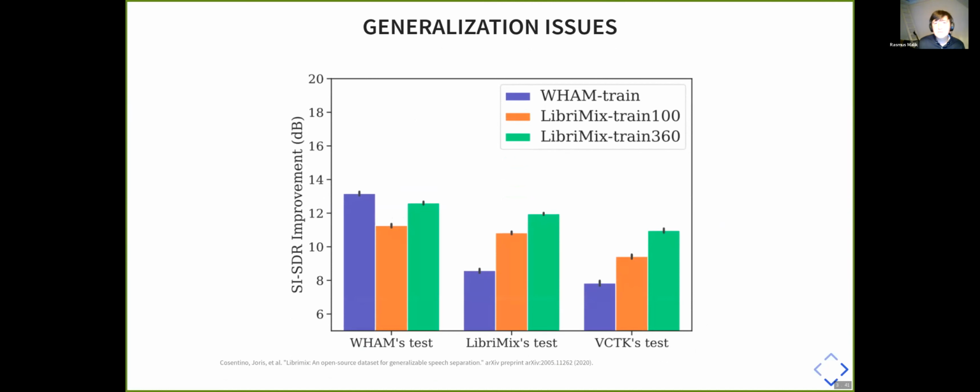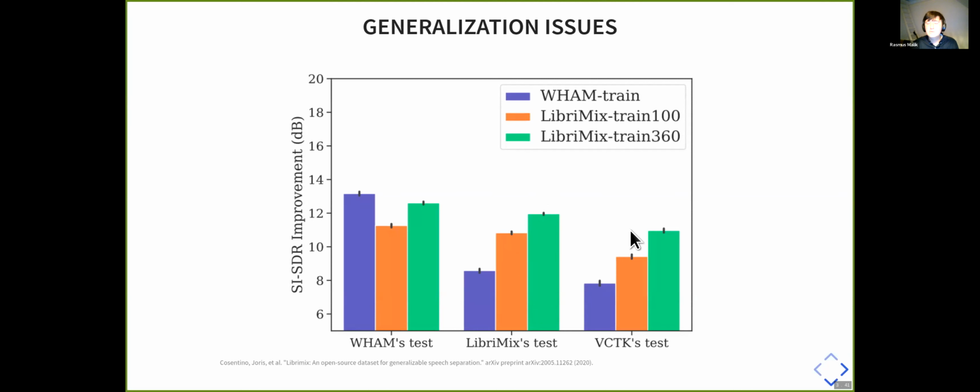Right, so the generalization issues that I talked about, and we talked a little about data previously too, can be shown like this. Imagine you have a model that's trained on 100 hours of speech from a particular dataset called LibriMix. When you evaluate that on the test set from LibriMix, you get a scale-invariant signal distortion ratio improvement, so higher is better. You get 11 dB of performance on the test set. That's where we start with this particular model.